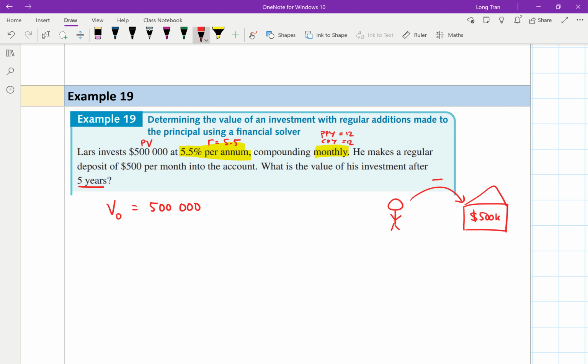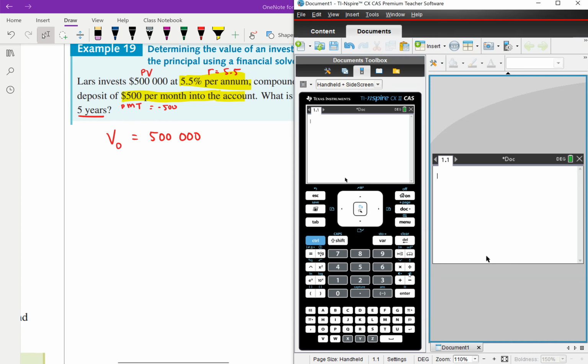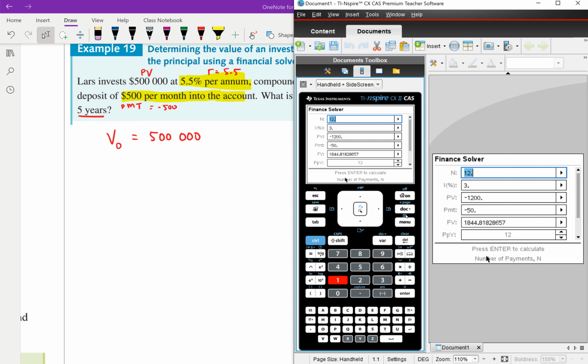And then he makes a regular deposit. Remember, this is extra money from his pocket into the account. So again, that's a minus $500 that they're putting additional per month into the account. That's your PMT, your payments, which in our case would be negative 500 every month. So when I use my Finance Solver, I'm going to show you here. Grab my Finance Solver menu, number 8, 1, and let's delete all of these that we had.